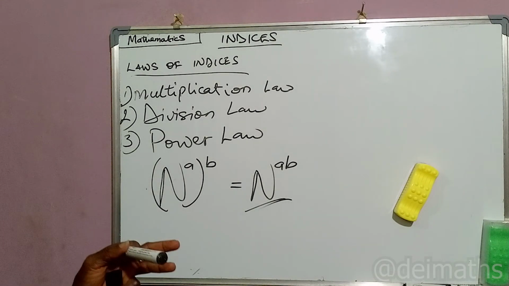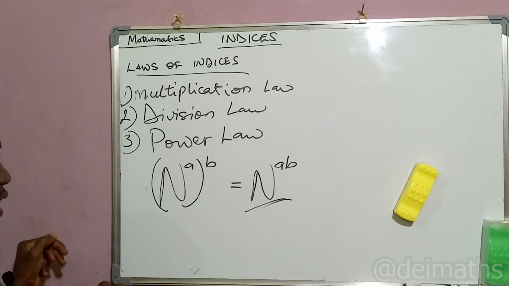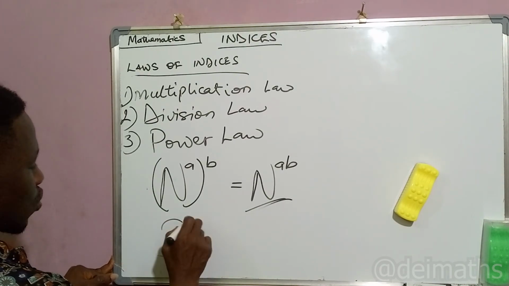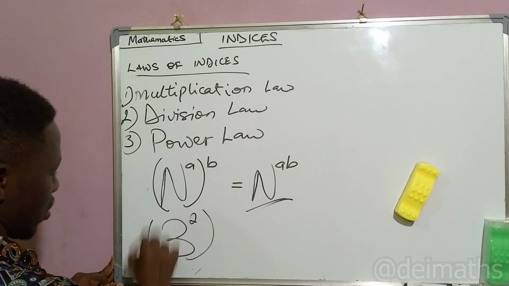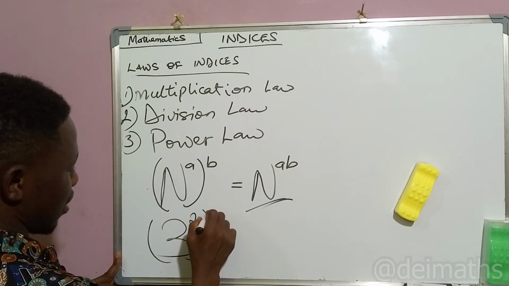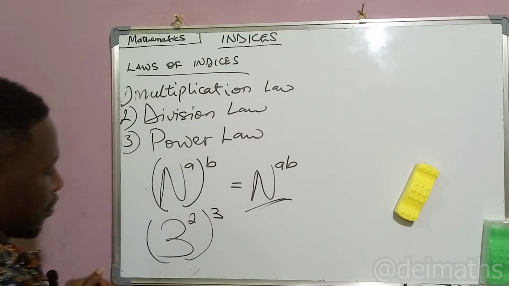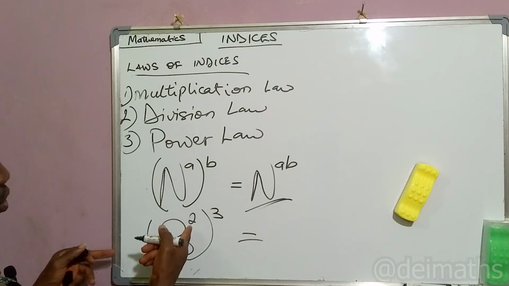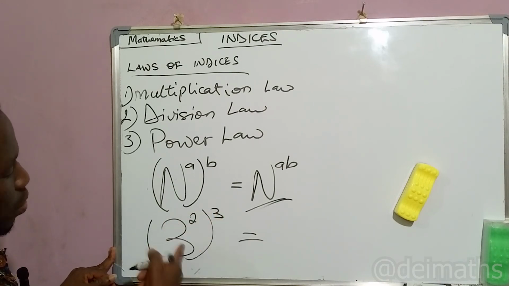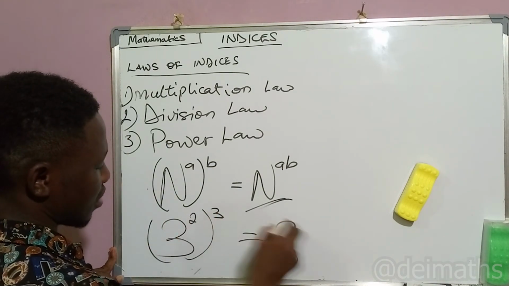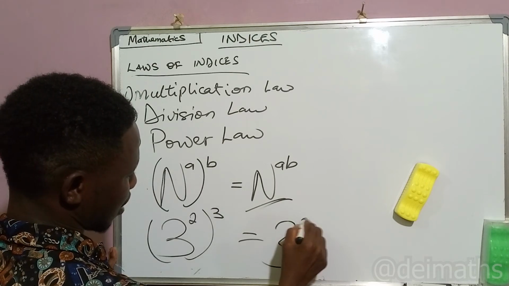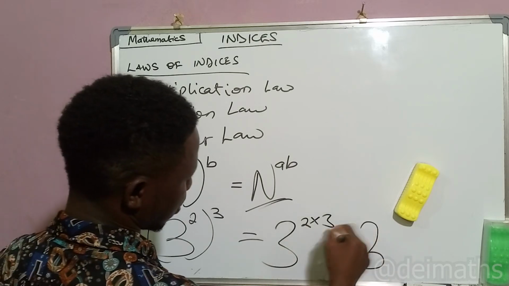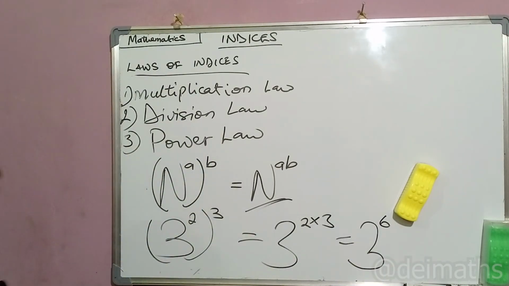Now, using a real number again, let's use 3 here, raised to power 2, all raised to power 3. The power law says that you just multiply these two powers to give you the answer. 2 times 3 is what? 6. That is the answer.